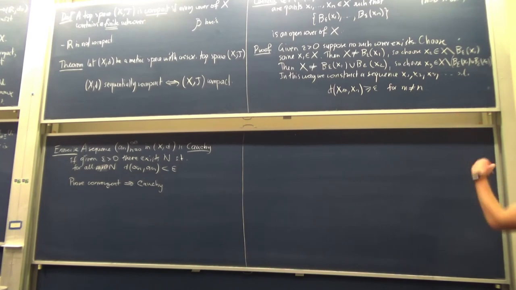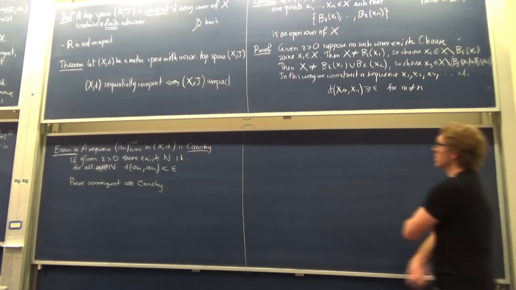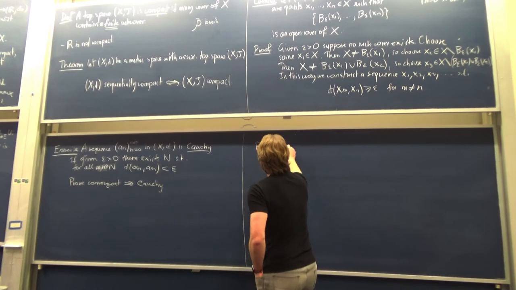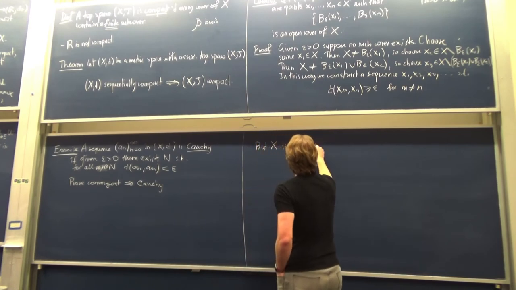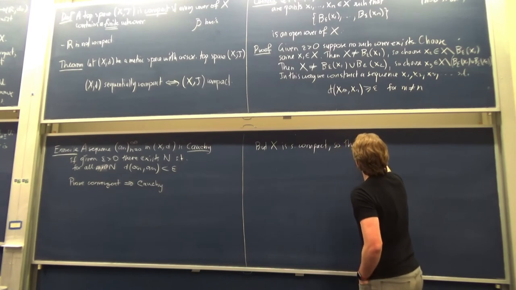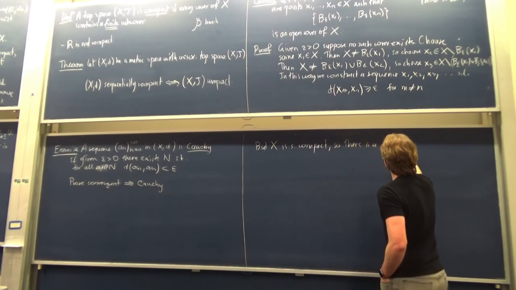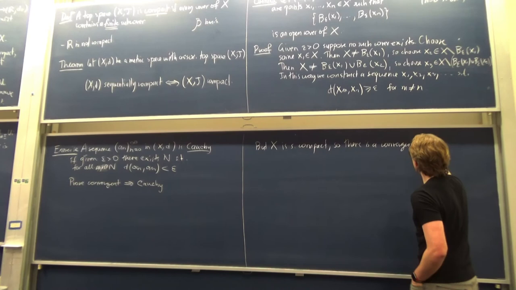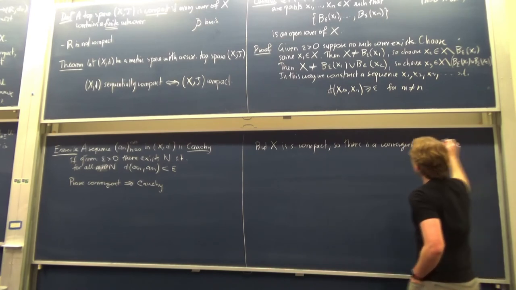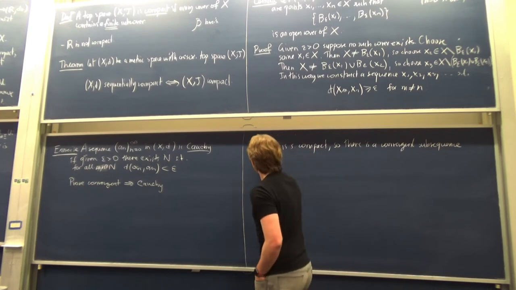Space with this condition that every pair of points in my sequence have distance bounded below by epsilon. But X is sequentially compact, so there is a subsequence of that sequence that I just constructed. Let's say x.